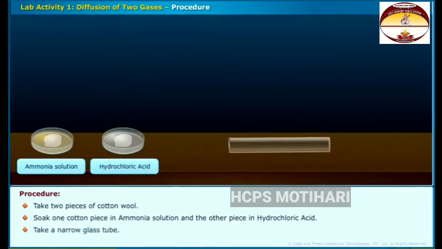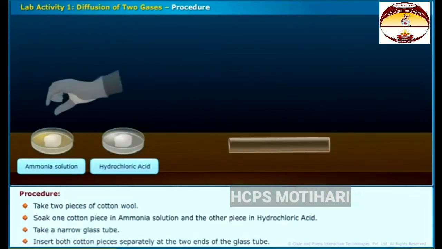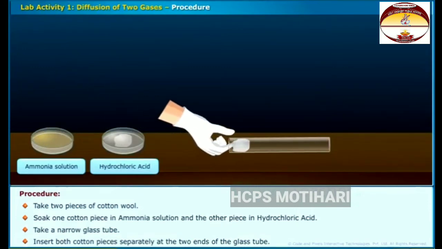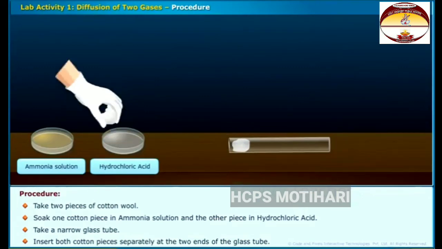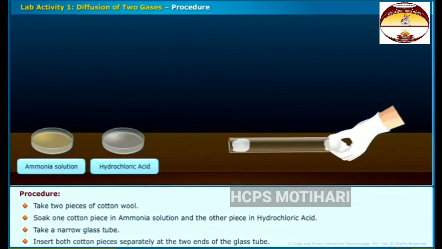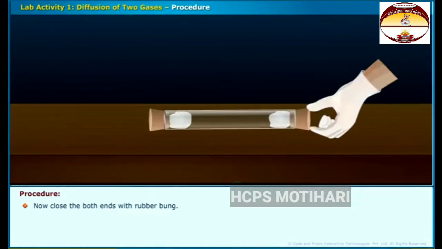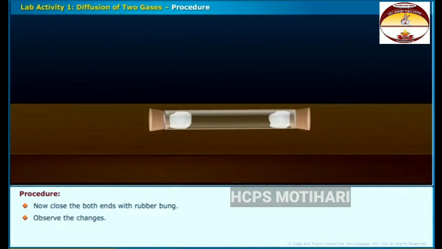Take a narrow glass tube. Insert both cotton pieces separately at the two ends of the glass tube. Now close both ends with rubber bung. Observe the changes.